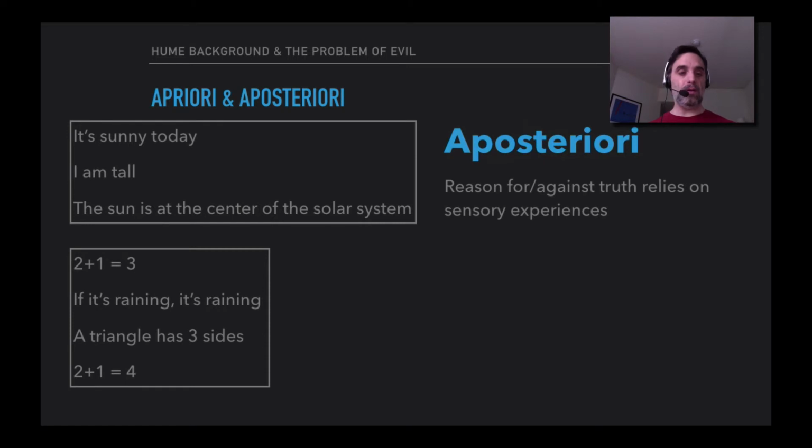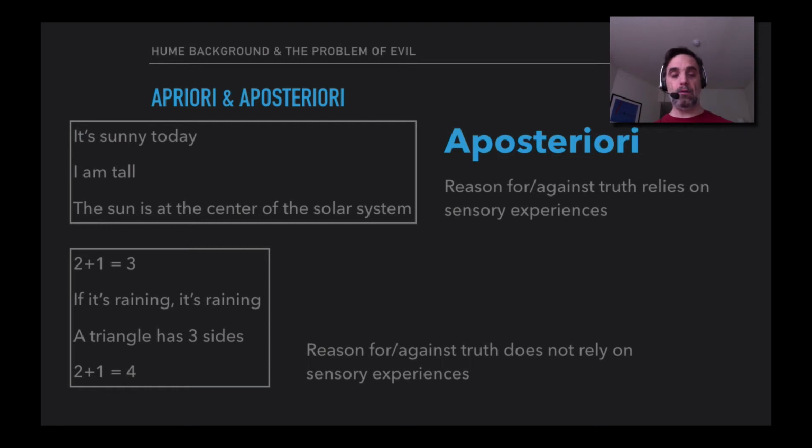What about some other claims, like 2 plus 1 is 3, if it's raining, a triangle has 3 sides, or 2 plus 1 is 4, that last one being false. Well, for each of these, to know whether or not they're true or false, we don't actually rely on sensory experiences. Maybe, right, so if it's raining, I don't need to know whether or not it's raining. I don't need to hear the rain or see the rain. Maybe, in fact, it's not raining.